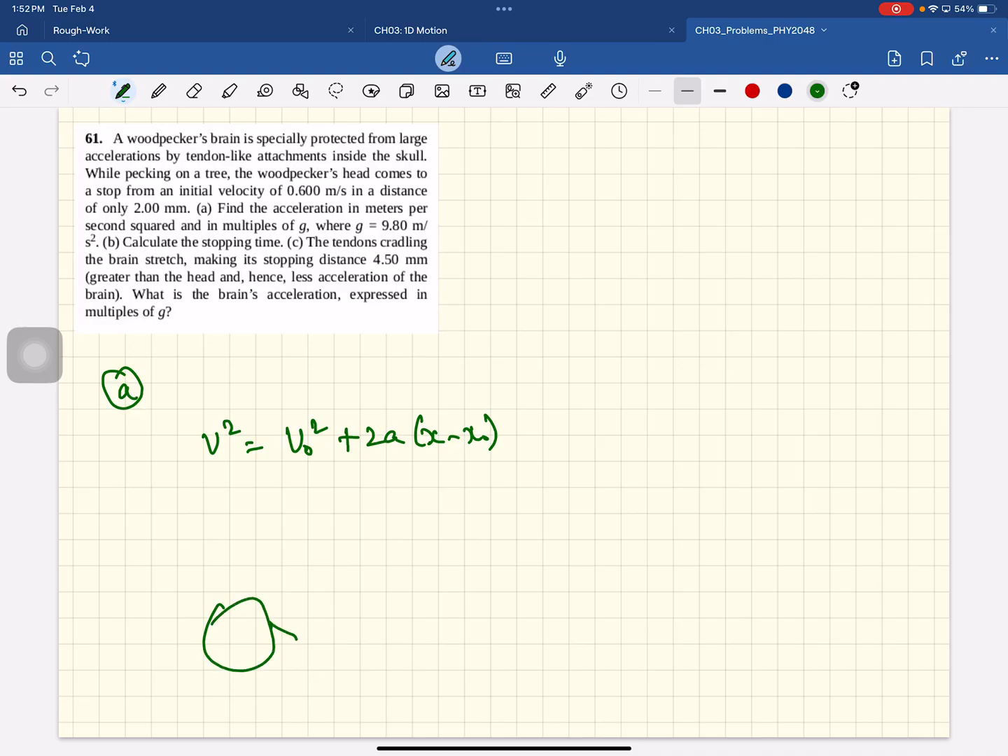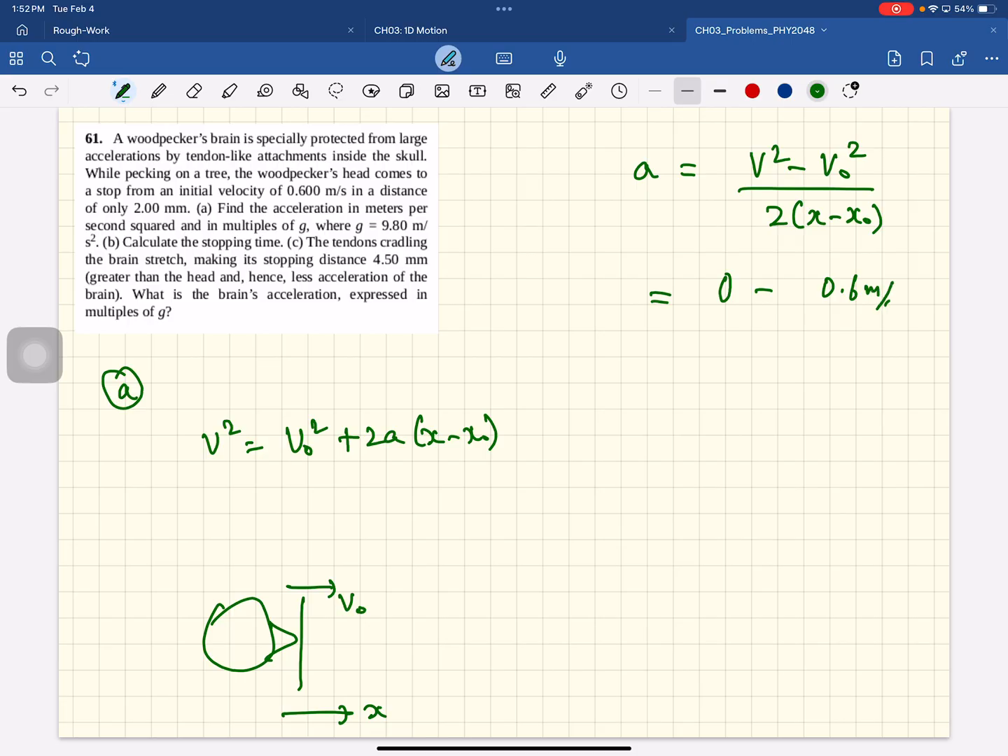So in that diagram, that's x, the x-axis. The initial velocity v naught is in that direction, which is 0.6 meters per second, and the final velocity is 0. So the acceleration is v squared minus v naught squared, over twice the distance. The final velocity is 0, the initial velocity is 0.6 meters per second, and it's coming to rest.